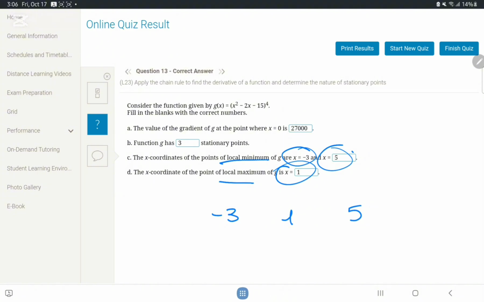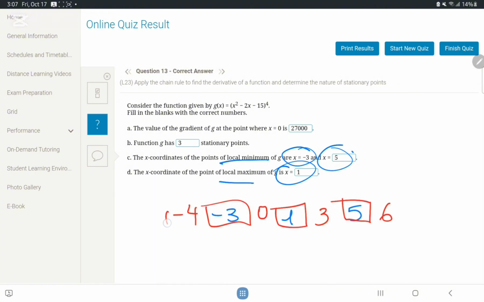Now, what you would do is OS, but it's not really that accurate. So usually, the best way that you can do is test points. It's the most accurate way. So what you do is you find a number. So these are the stationary points. So you find the number before negative 3, so negative 4. Number between this is 0. Number between 1 and 5 is 3, and after 5 is 6. So you can do test points.